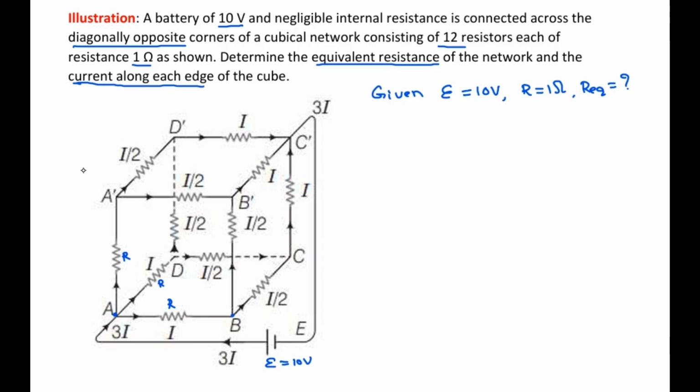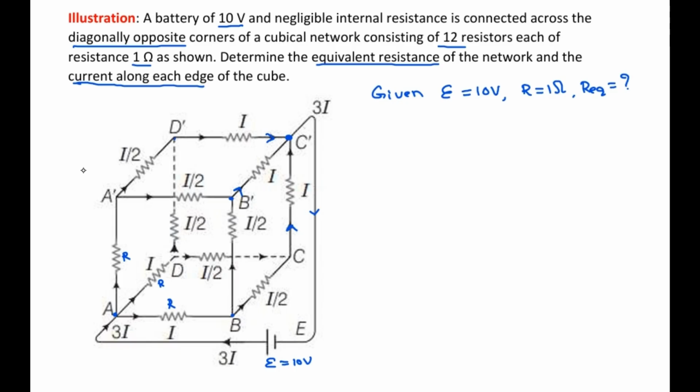But finally, at C dash, the I by 2 currents will combine. At B dash we get I by 2 plus I by 2, that is I, from Kirchhoff's first rule. At D dash we get I by 2 plus I by 2, that is I. So D dash to C dash is I, B dash to C dash is I, and C to C dash is I. Combined at C dash we get 3I.